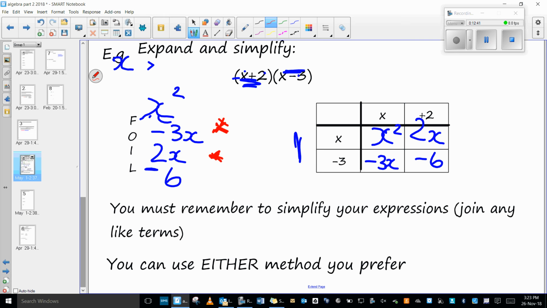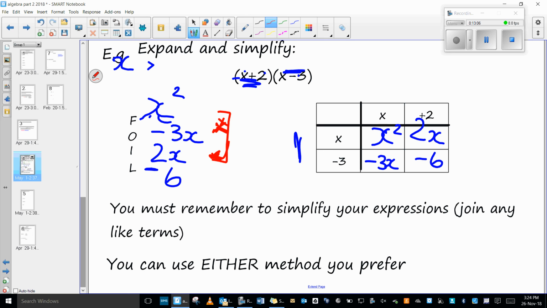Yes? They have to have the same sign. No, not same signs and numbers, definitely not. They can have different signs, different numbers, but they have to have the same combination of letters. Okay? So that means that we need to join them together. We've done our multiplying, that's done. We now need to join them together. So we've got negative 3x plus 2x.